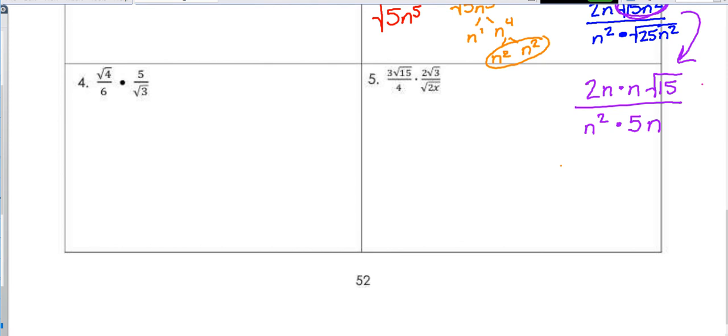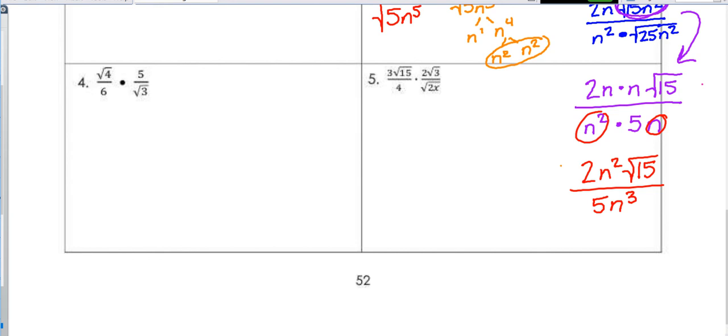Okay. Continuing to simplify, putting like terms together. In the numerator, I have two n's together there being multiplied. So I have 2n squared, square root of 15. And in the denominator, I have an n squared and an n that can be put together. So that is n cubed with that 5 in front.